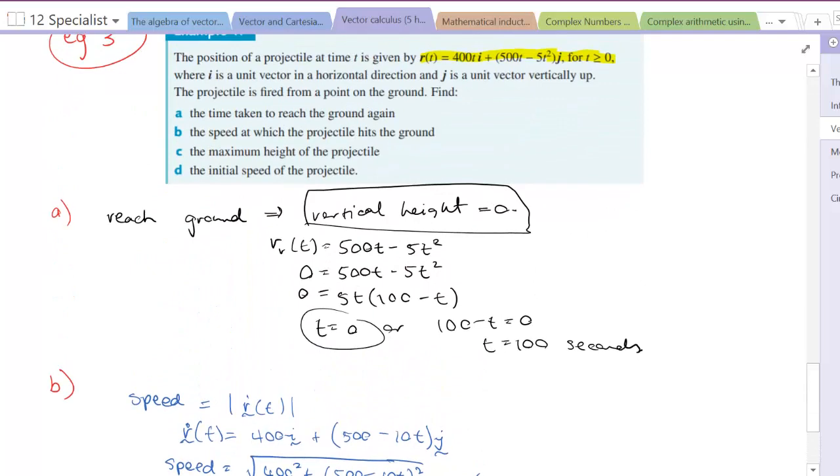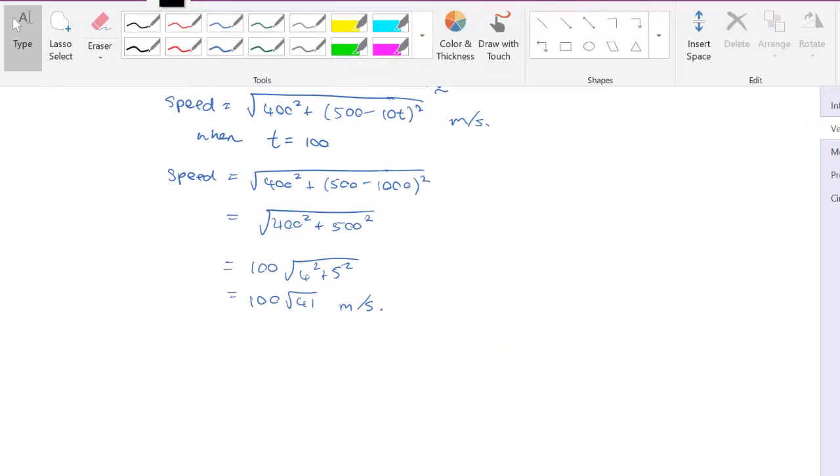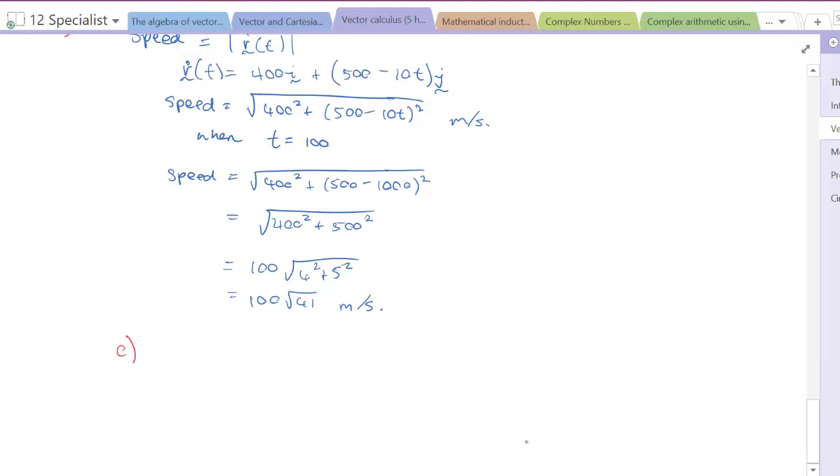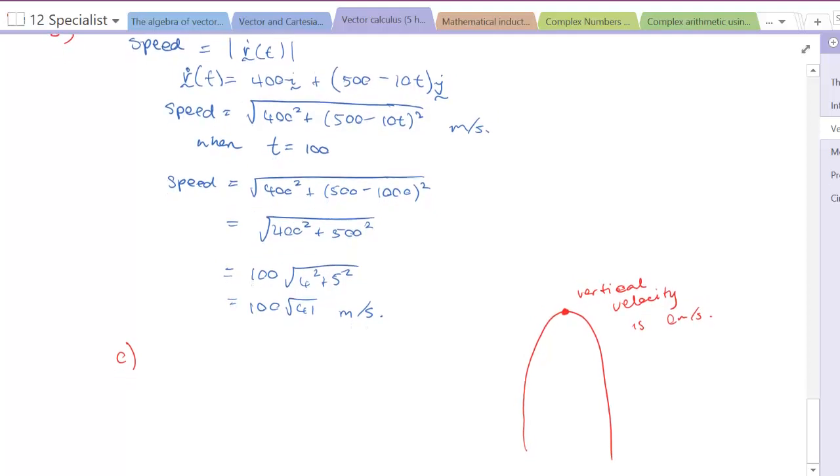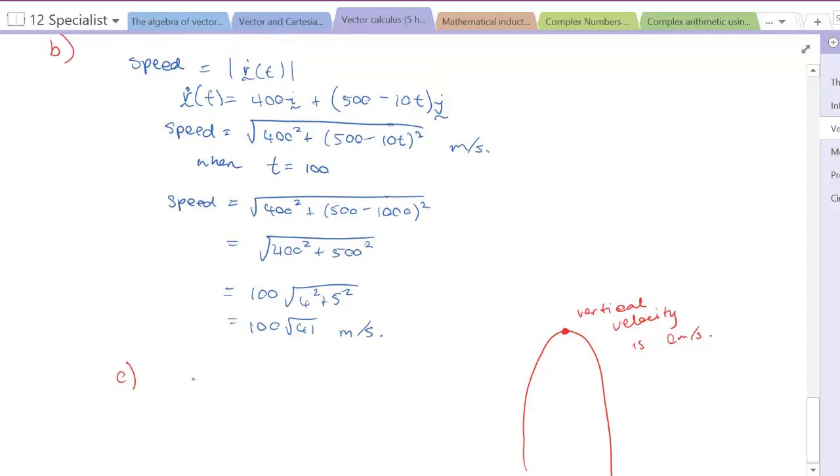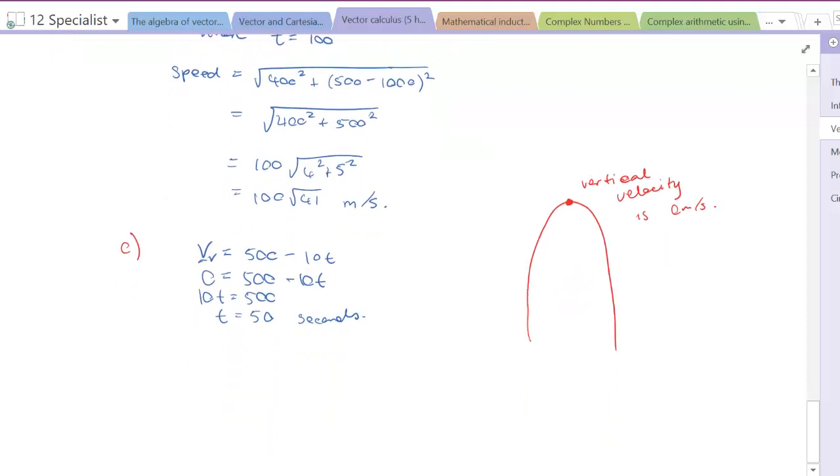When we look at part C, the maximum height of the projectile, again this is a logic thing. If we consider something going up into the sky, at the maximum point the vertical velocity is 0. So if we look at the vertical velocity being equal to 0, the vertical component of the velocity is 500 take 10t. When we let that equal 0, we get 10t is equal to 500, and therefore the time it takes is going to be 50 seconds.